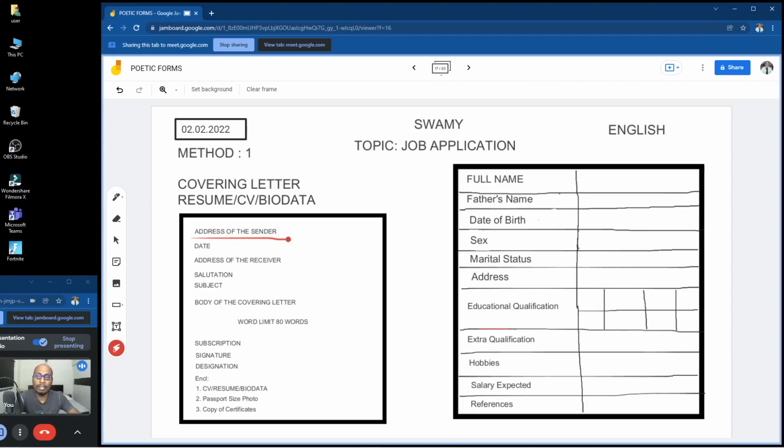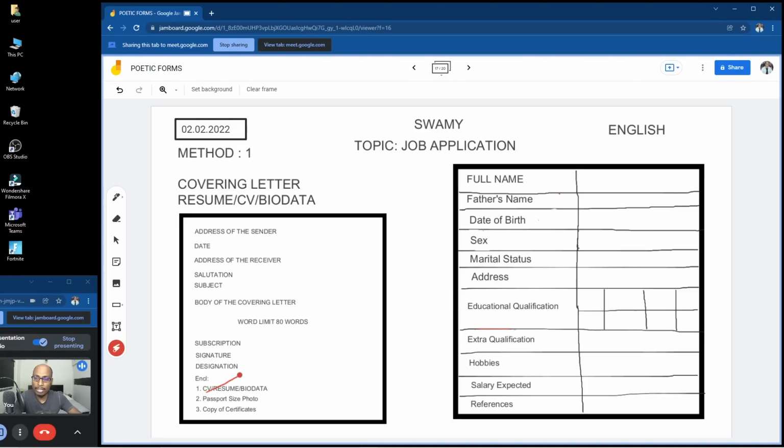Now if we discuss the format: address of the sender, date, address of the receiver, salutation, subject. You can interchange subject and salutation, that is not an issue. Then body of the covering letter. In class 12, the word limit is 80 words. Then subscription, signature and designation. So this is the format. And what is the extra we are going to write other than in the formal letter is we have to give enclosures. Whatever enclosures we are going to attach with this document, those things are to be mentioned at the bottom of the covering letter.